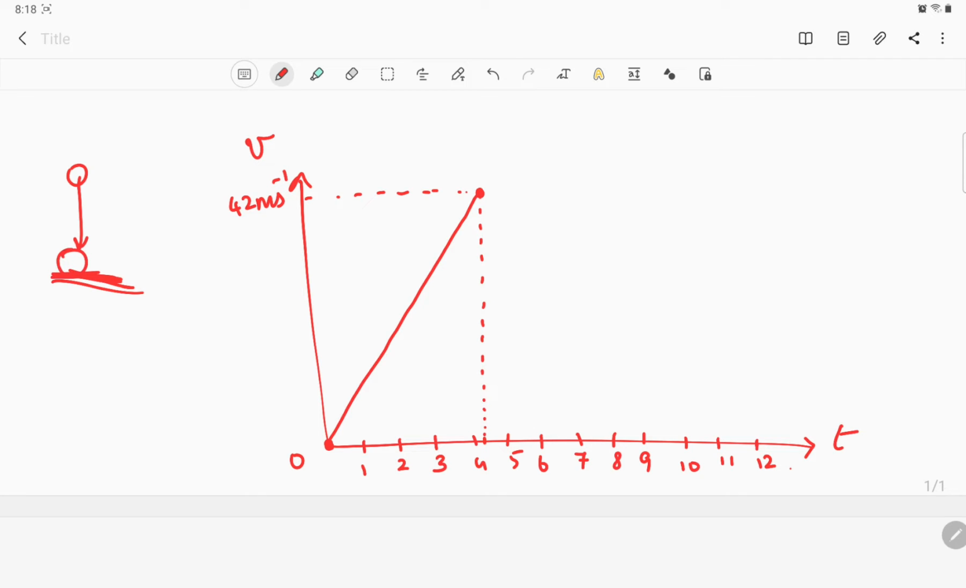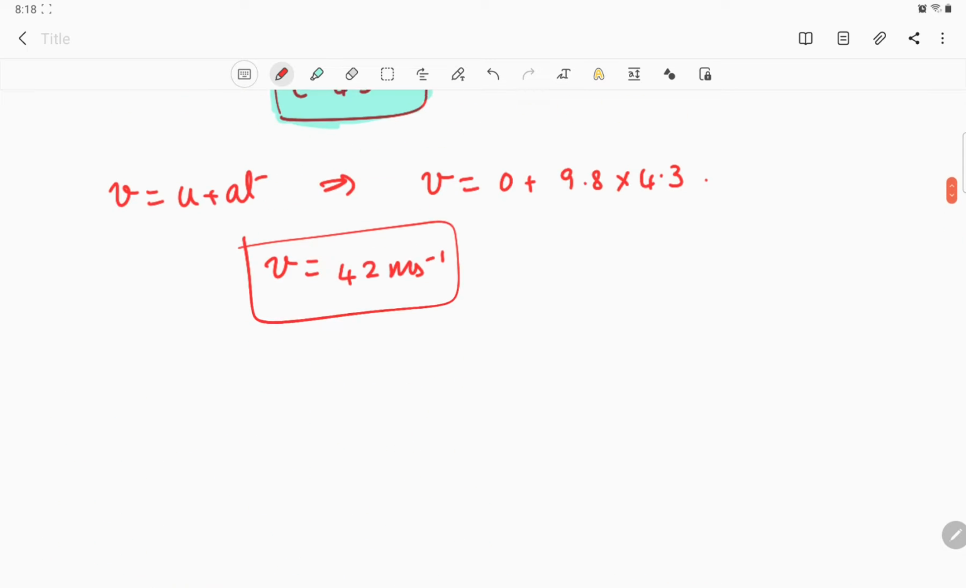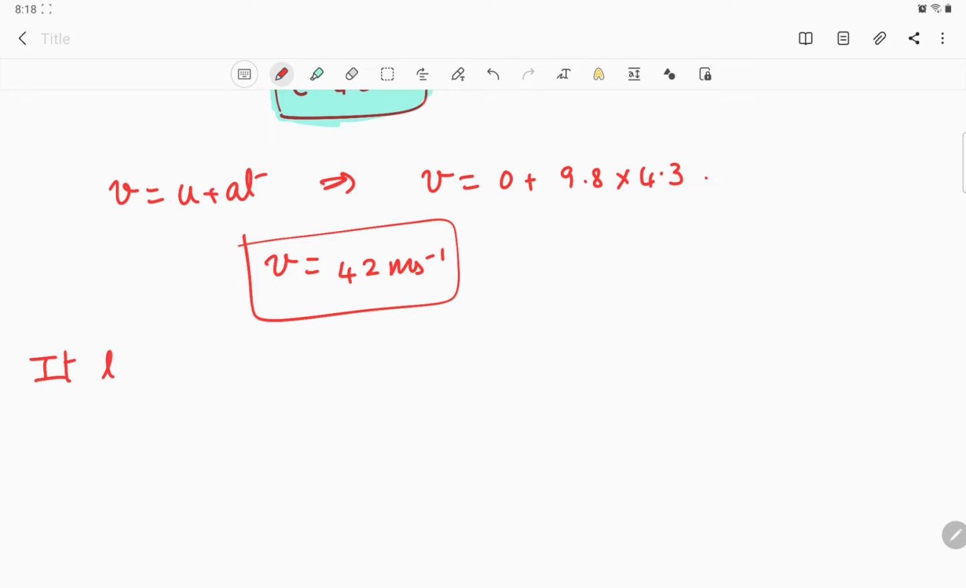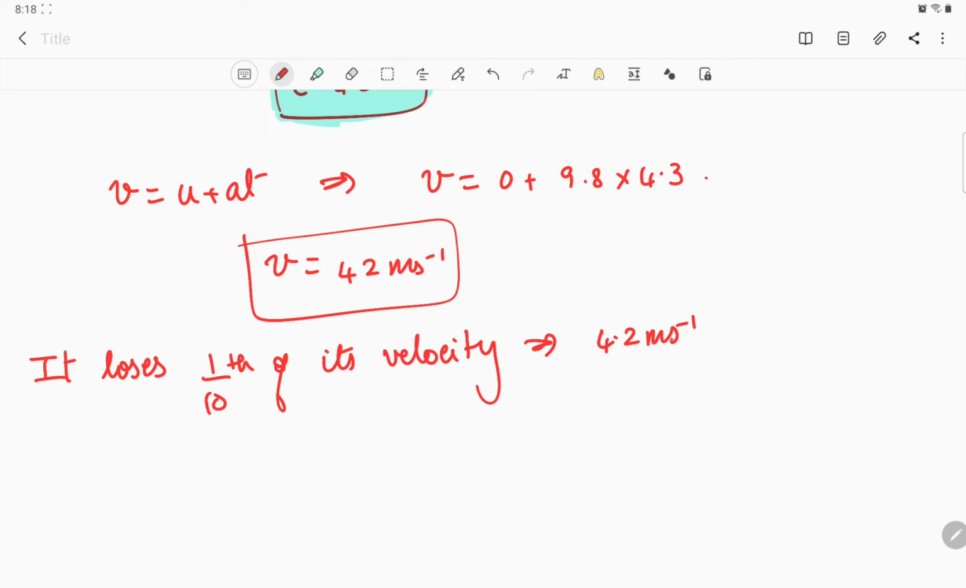Now when the ball hits the ground, it is going to lose 1/10th of its velocity. 1/10th of how much? 1/10th of this 42 meters per second. So what is 1/10th of 42? It loses 1/10th of its velocity, so it is going to lose 4.2 meters per second. This much velocity is lost.